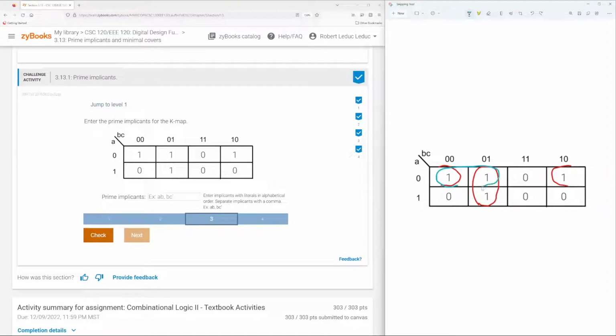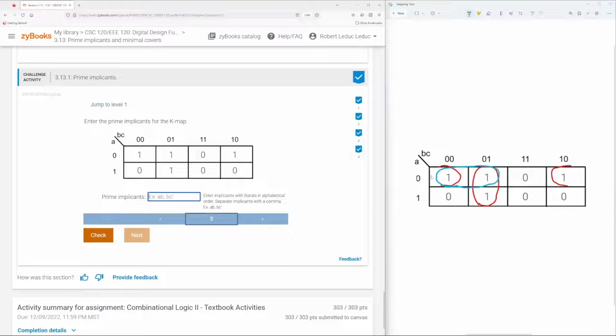this simplified term right here that includes these two minterms. There is obviously overlap between the two circles, but that's okay because it's also a valid prime implicant in that it's the largest circle I can use to cover both of these two minterms.